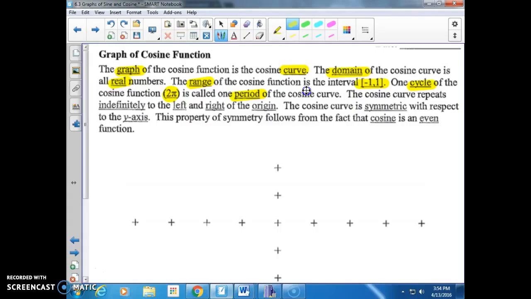The cosine curve repeats indefinitely, just like sine does, to the left and the right of the origin. It's symmetric, so this is a change. It's symmetric with respect to the y-axis, and this property tells me that the cosine is an even function. So sine is an odd function, and cosine is even. Sine is symmetric to the origin, and cosine is symmetric to the y-axis. Okay, so there's the difference there.